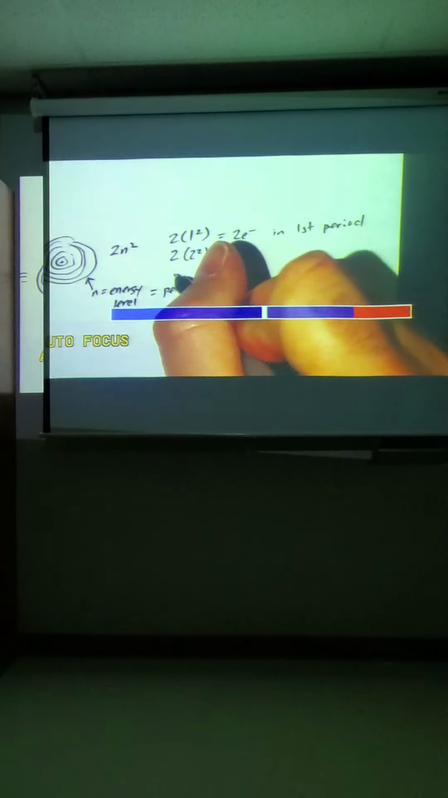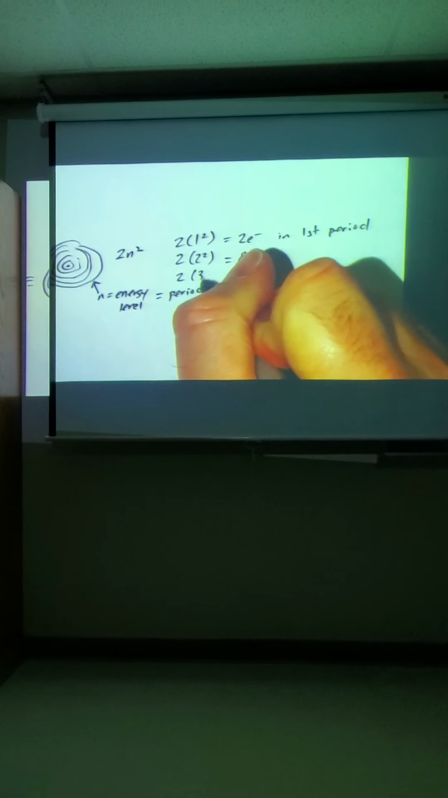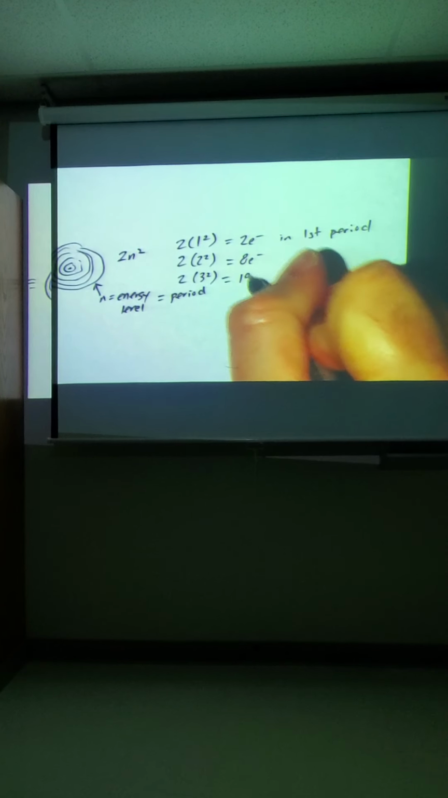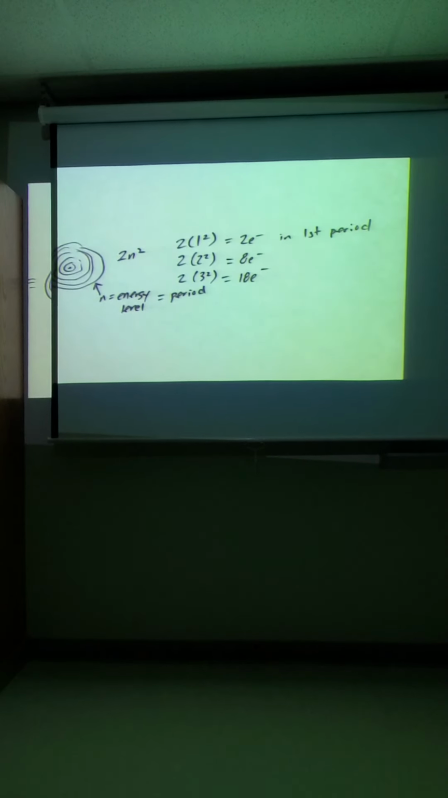So if we go now to 2 times 3 squared, that would be our third period of the periodic table. 3 squared is 9, times 2, we'd expect 18, yet we don't see that until the fourth period. So we have to understand what just went on.